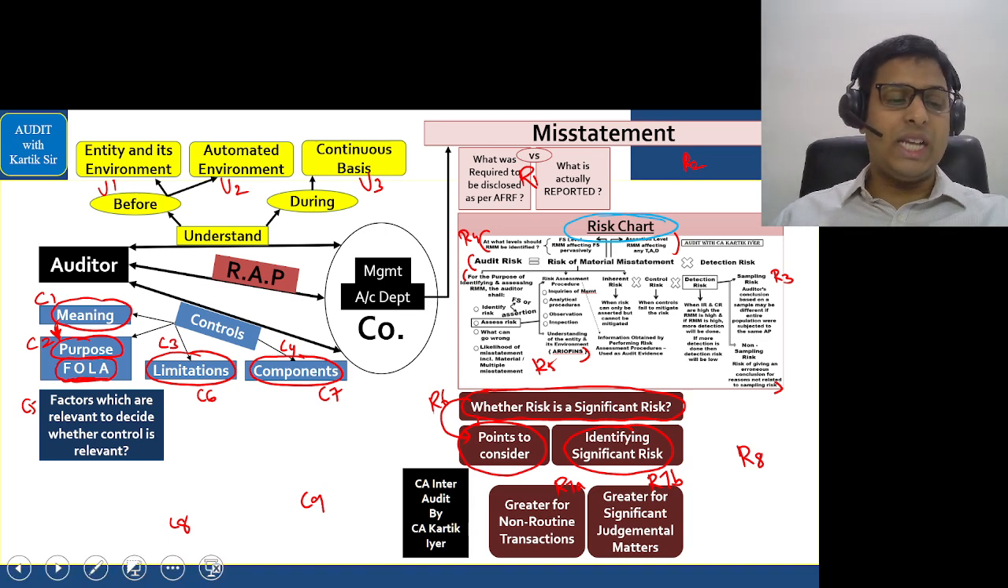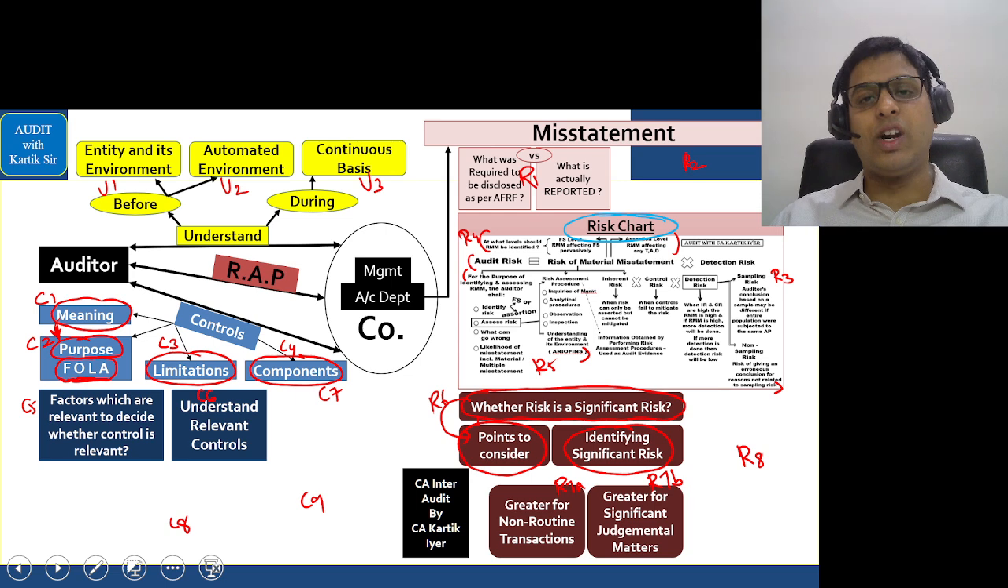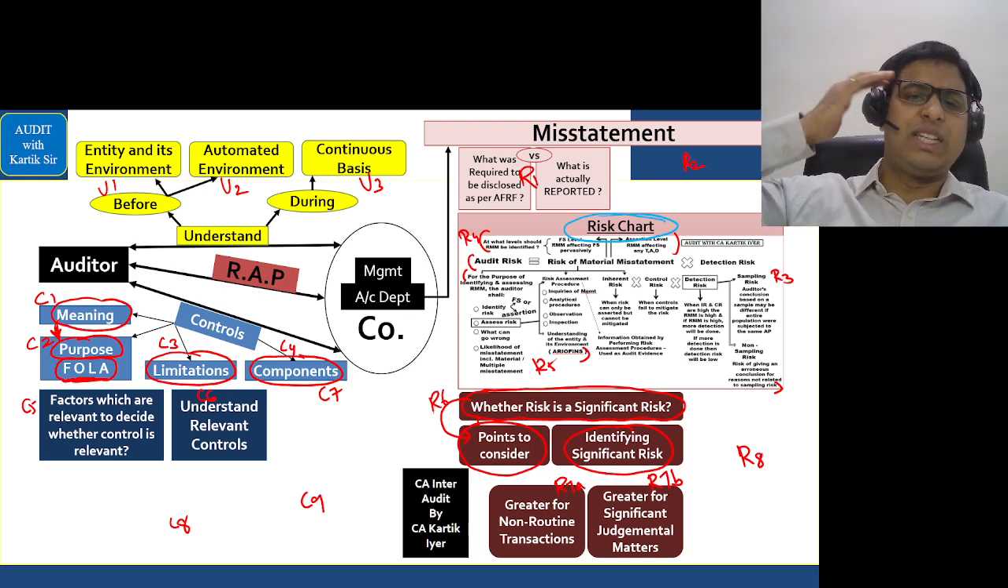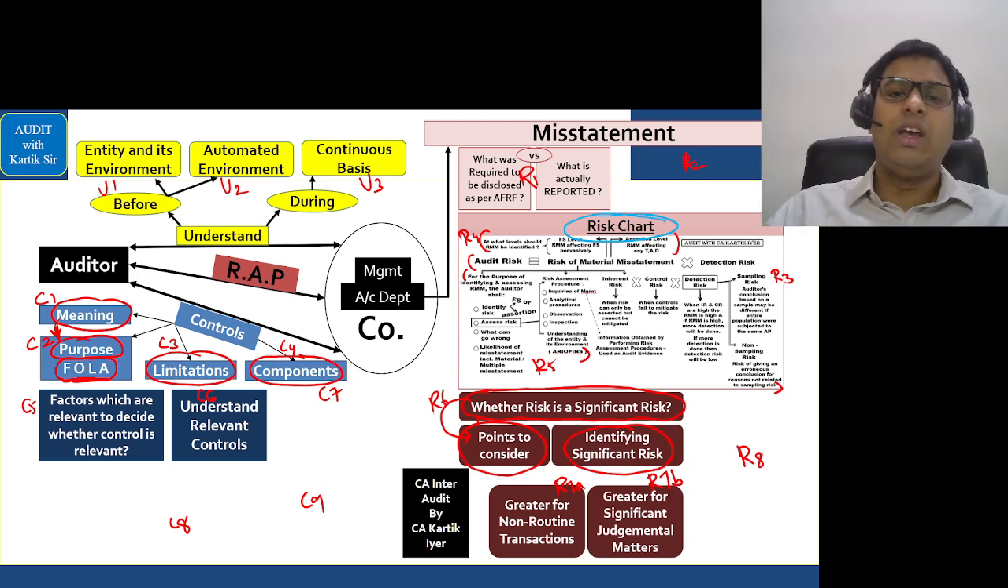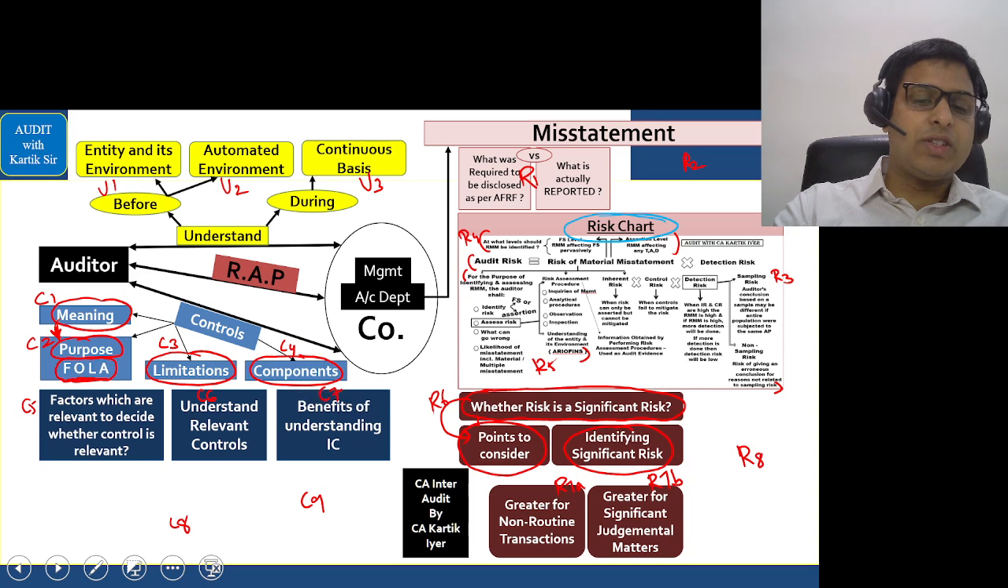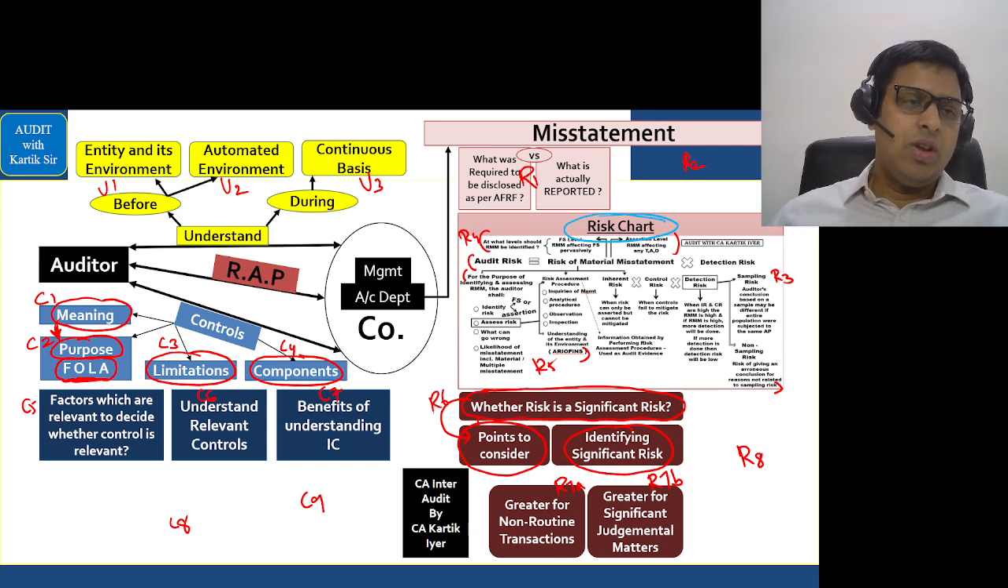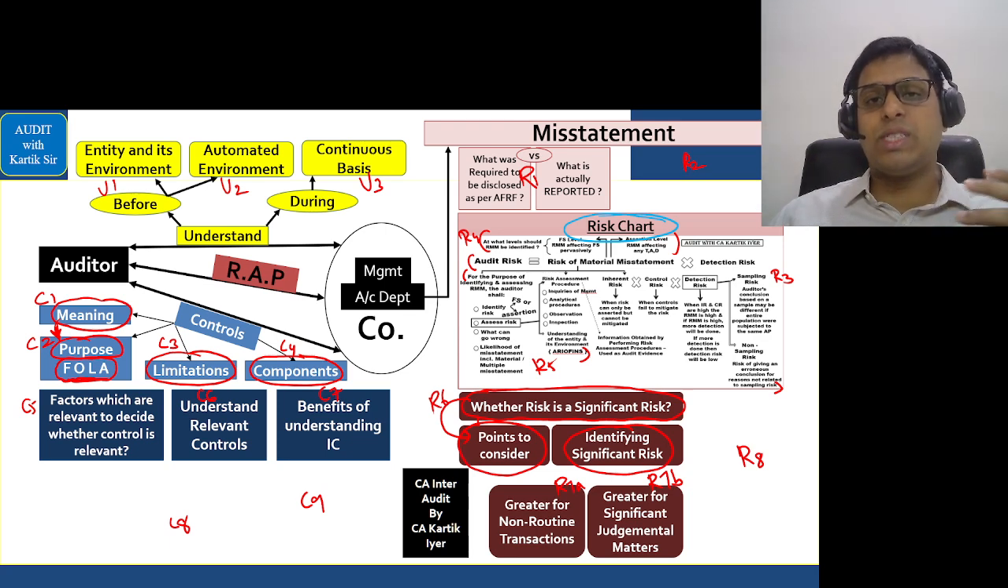Next one you will see here is understanding of the relevant controls. How will you understand the relevant controls? Evaluate the design of controls, tracing transactions, observation, inquiry, inspection. Finally, you have operating effectiveness. Correct. Now we have the next area, the benefits of understanding. Very simple again, from your chart. We will identify the potential misstatement, identify the risk of material misstatement factors, and be able to design the nature, timing, and extent of further audit procedures. Okay, a simple 3-point answer.